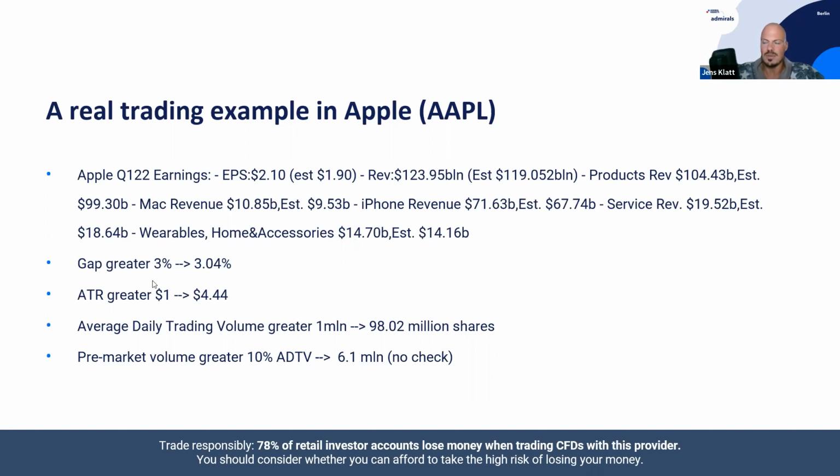So what's obviously interesting is, first of all, I'd want to see a gap which is greater than 3% on the upside, respectively minus 3% on the downside after earnings, especially in such a heavy stock like Apple. But also, I'd like to have a stock which has potential to move. In this case, an ATR of greater than $1. In the case of Apple, it's no big deal. It's $4.44. And then what I'm also interested in is an average daily trading volume greater than 1 million shares in general, so that the stock becomes interesting.